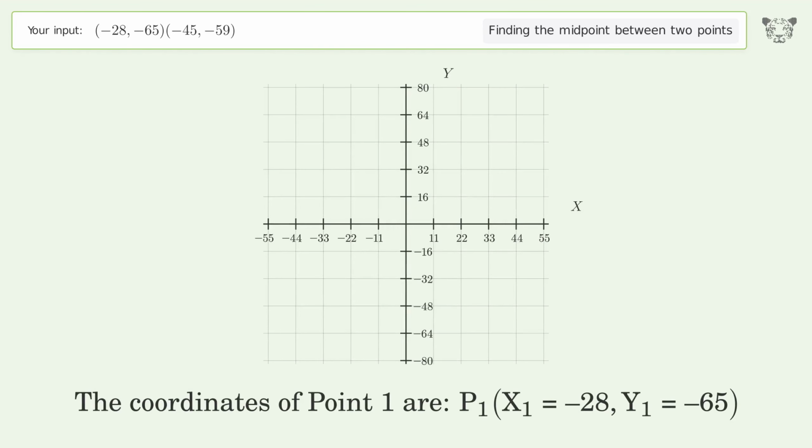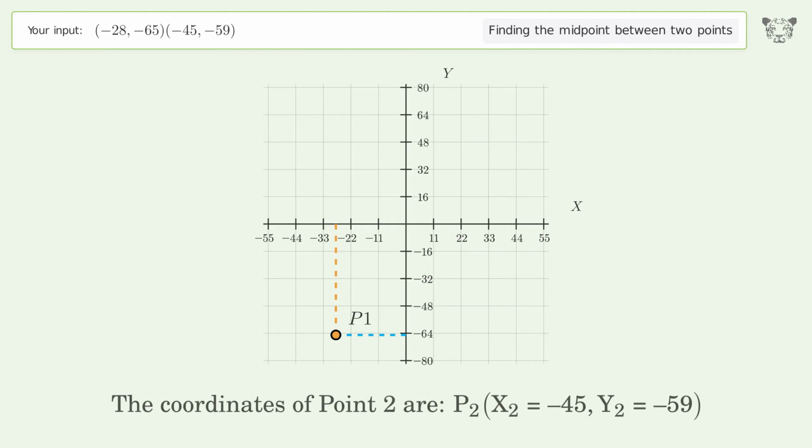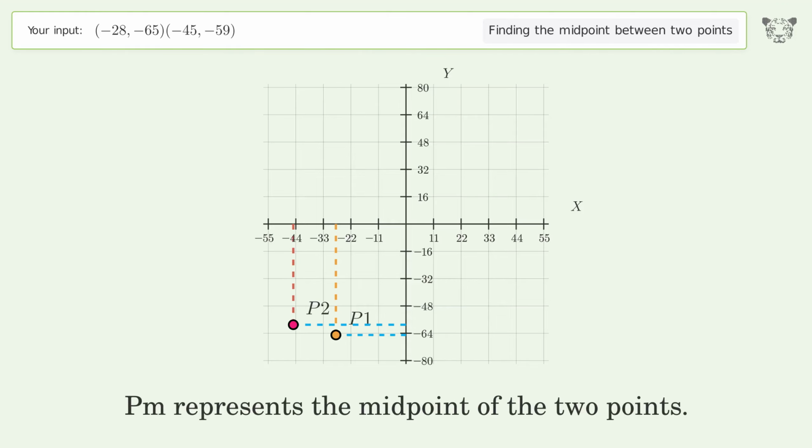The coordinates of point 1 are x1 equals -28, y1 equals -65. The coordinates of point 2 are x2 equals -45, y2 equals -59. PM represents the midpoint of the 2 points.